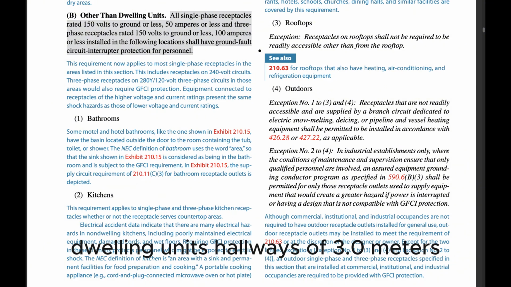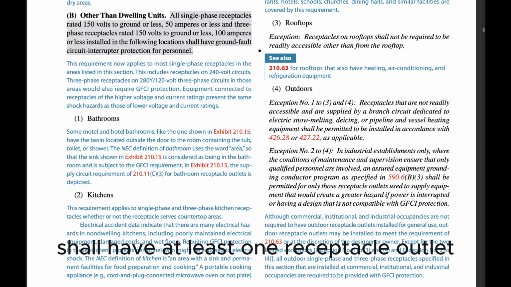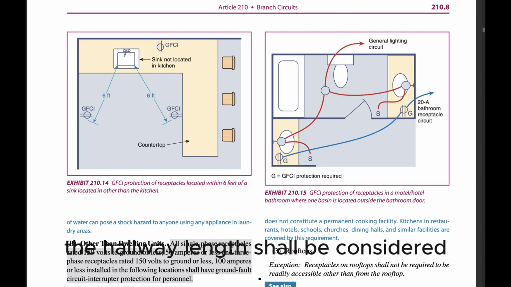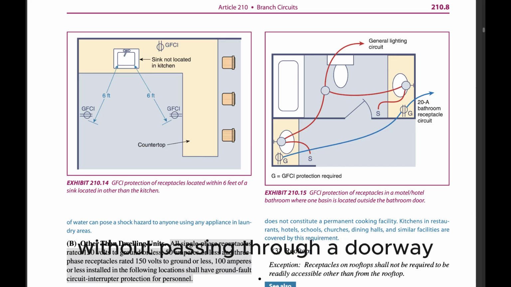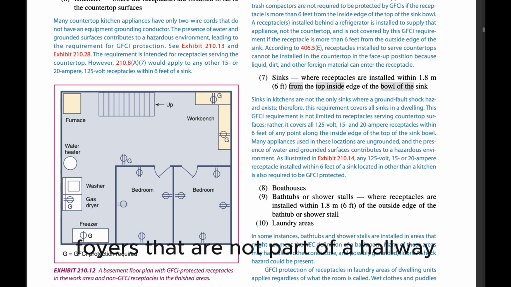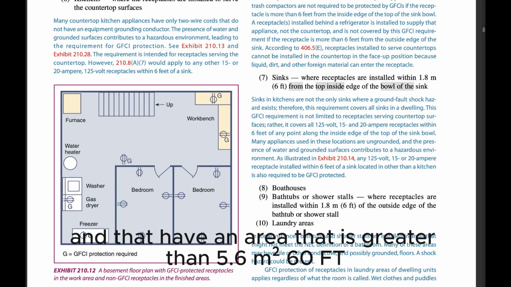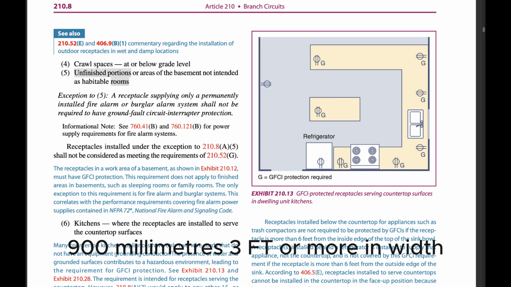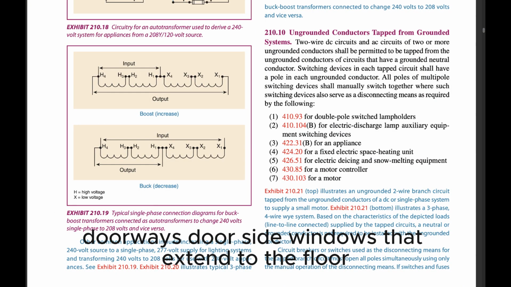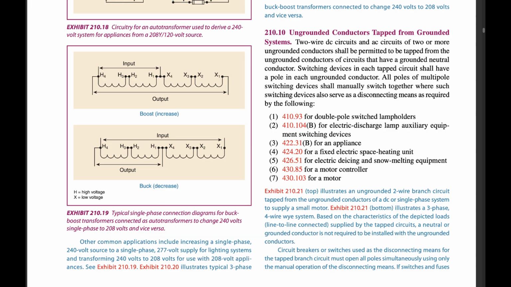In dwelling units, hallways of 3.0 meters (10 feet) or more in length shall have at least one receptacle outlet. As used in this subsection, the hallway length shall be considered the length along the center line of the hallway without passing through a doorway. Foyers that are not part of a hallway in accordance with 210.52(H) and that have an area that is greater than 5.6 square meters (60 ft²) shall have a receptacle located in each wall space 900 mm (3 ft) or more in width. Doorways, door side windows that extend to the floor, and similar openings shall not be considered wall space.